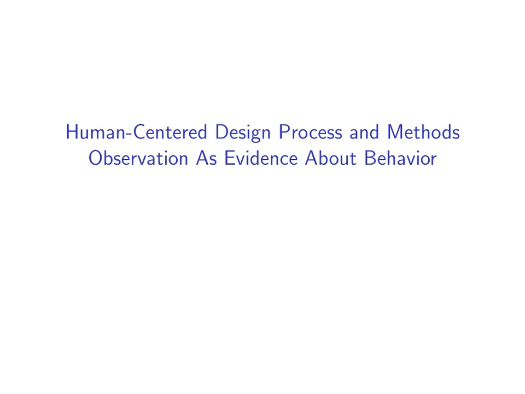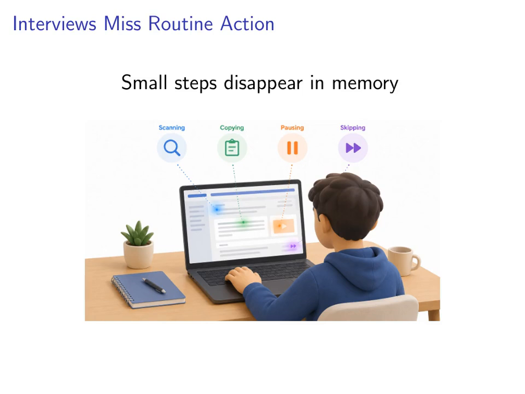In this video, we cover observation as evidence about behavior. This video stands on its own and connects to the Week 3 lesson on qualitative user research. When people describe a familiar task, they often leave out the small steps. They may not mention how they scan a screen, hesitate before clicking, copy information to another place, or avoid a confusing feature. These actions feel normal to them, so they disappear from the story. Observation helps designers see the routine behavior that interviews often miss.